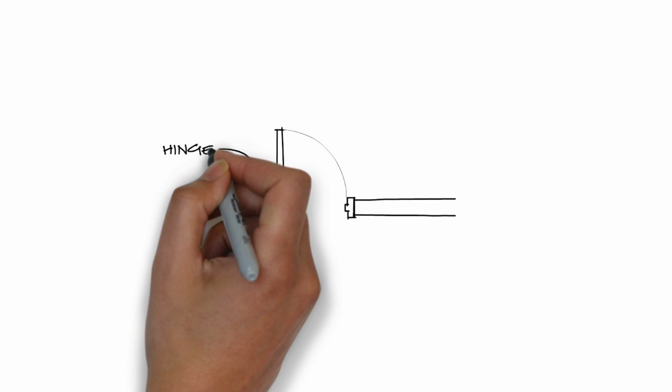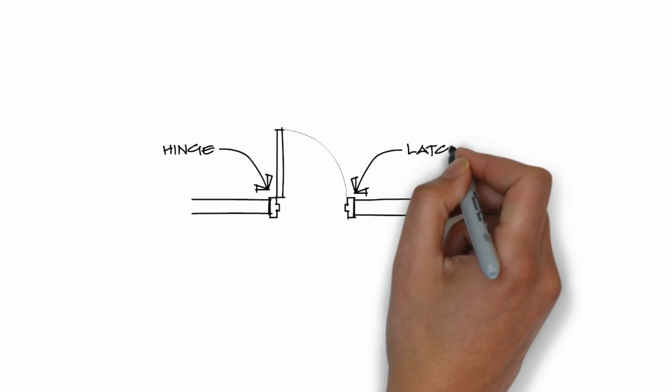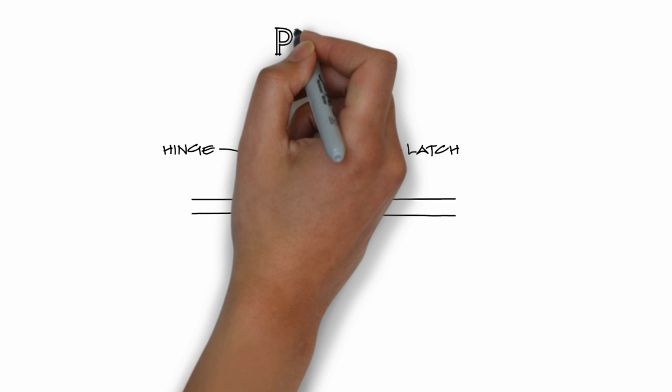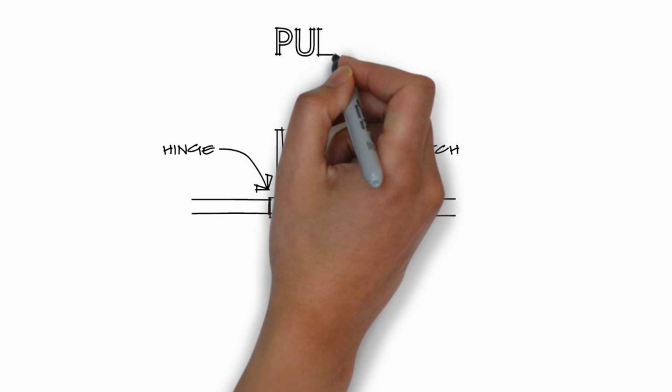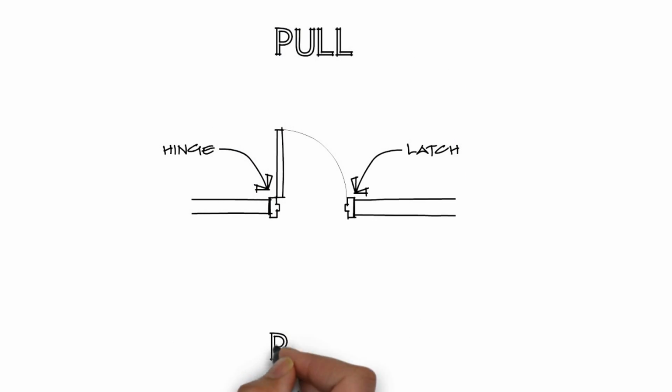On one side of the door, you have the hinge side. On the other side of the door, you have the latch side. You also have your pull side and your push side, and knowing these terms will help us orient ourselves. We can see, for example, that we can approach a door in at least 6 different ways.